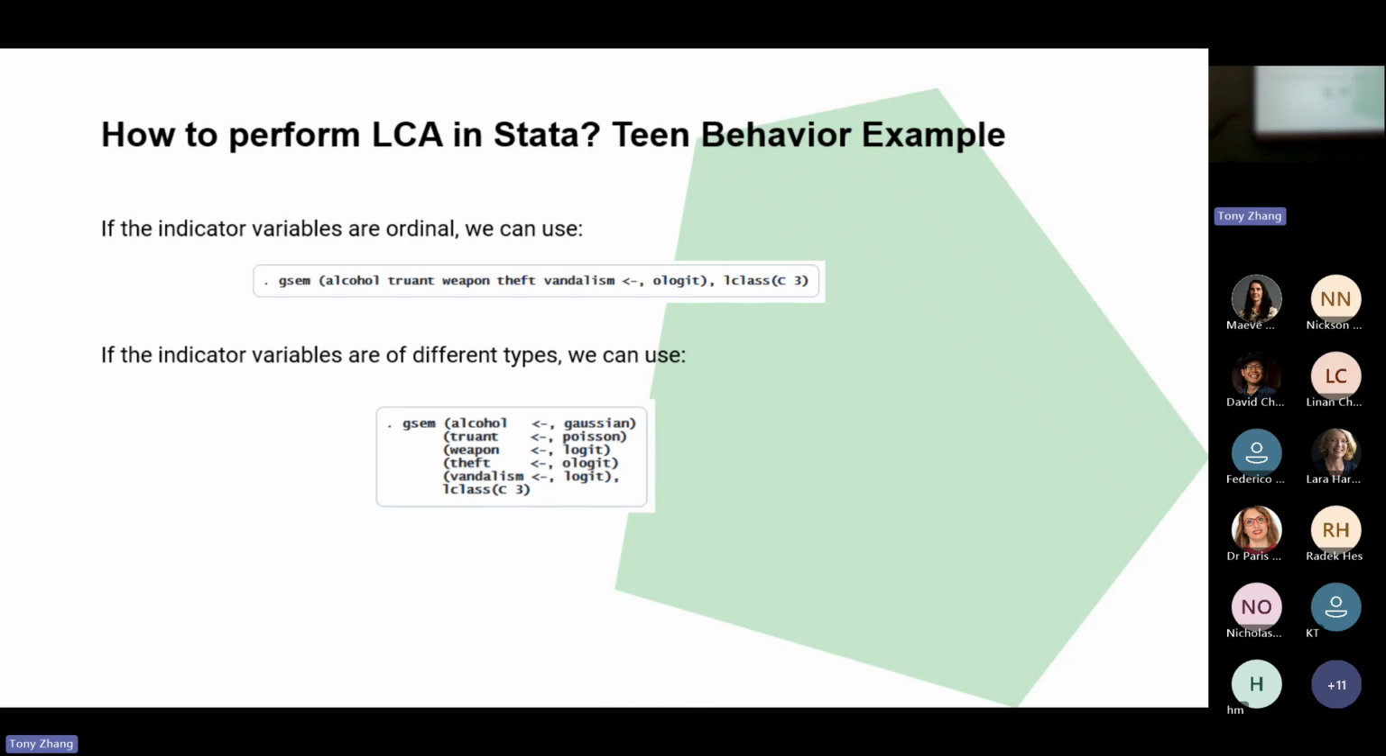So in this example, we still have the 5 indicator variables, right? But alcohol is continuous, and truant is a count variable, and we also have 2 binary variables, weapon and vandalism, and theft is an ordinal variable. We can customize the distribution for each variable, which gives us flexibility.